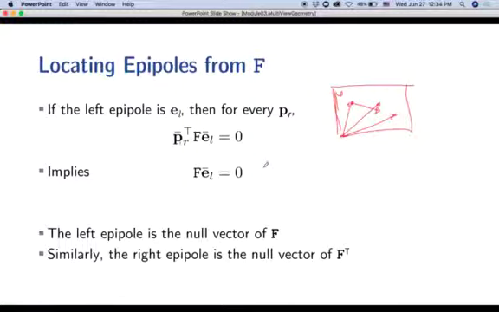In fact, we don't use P_R to compute the epipole. We just use F. Right. So in computing the epipole, there is no need to pick a P_R.